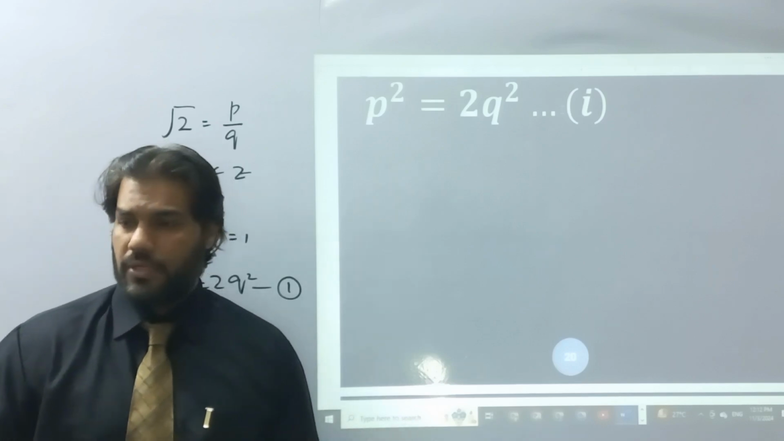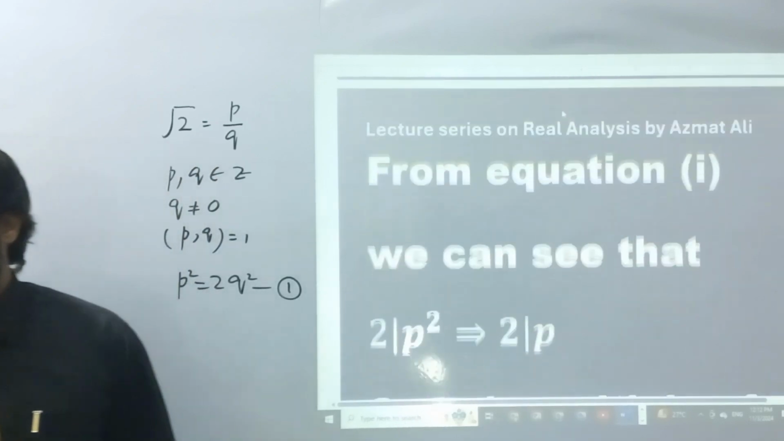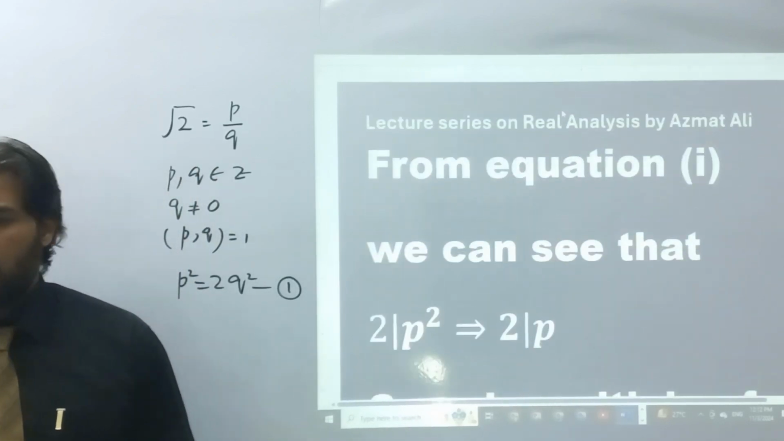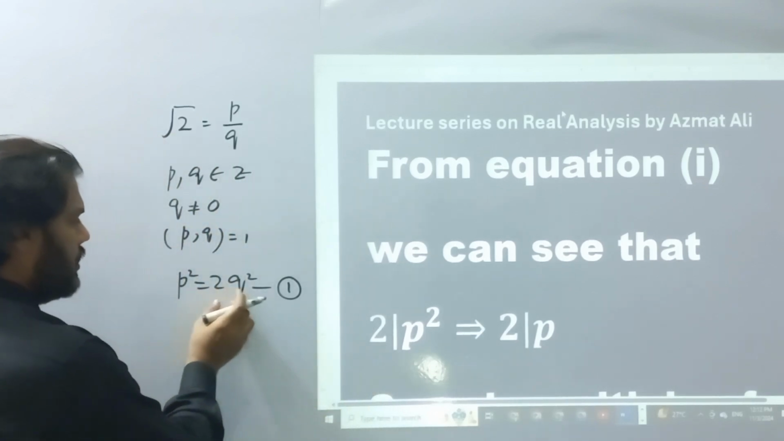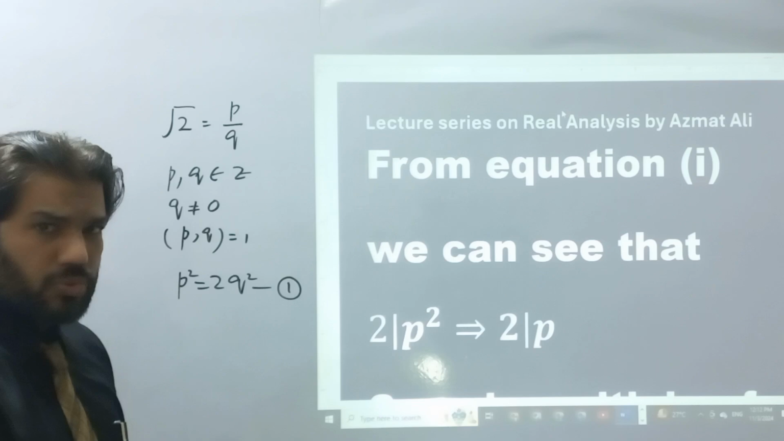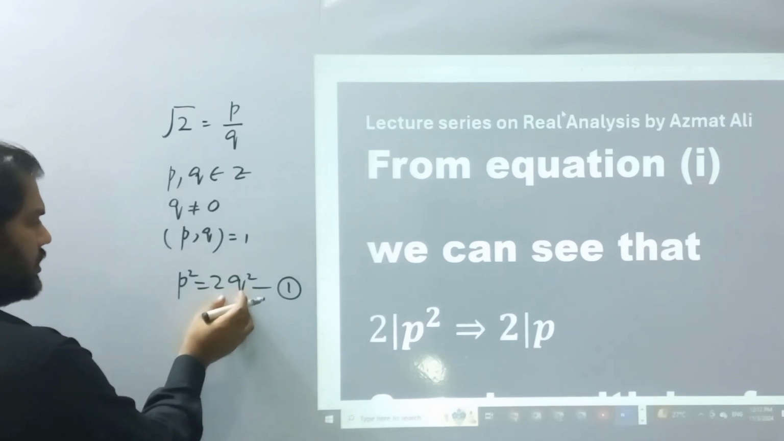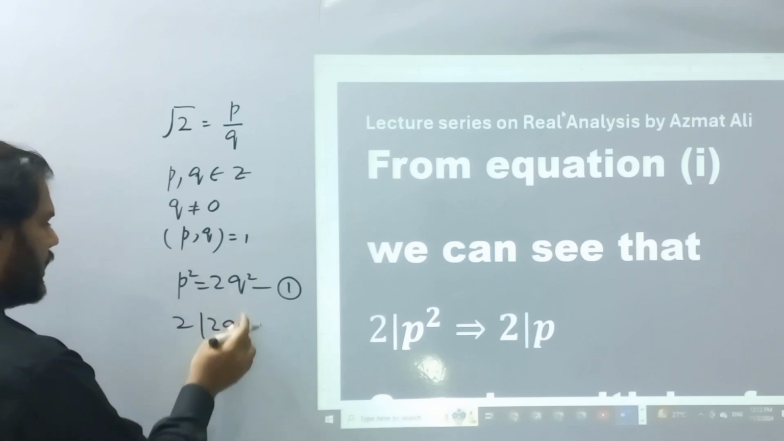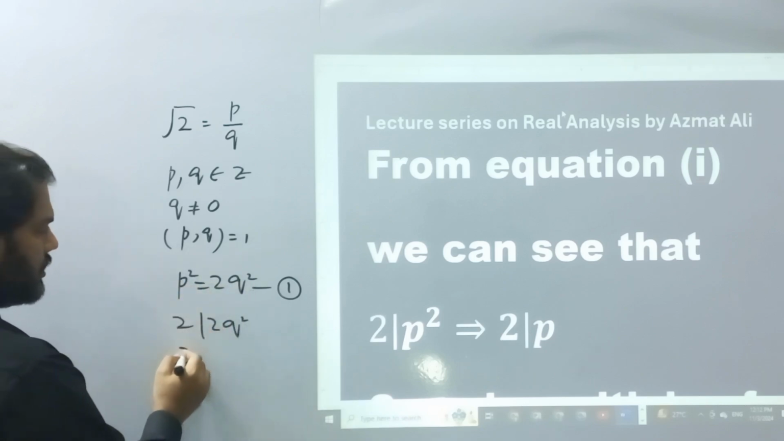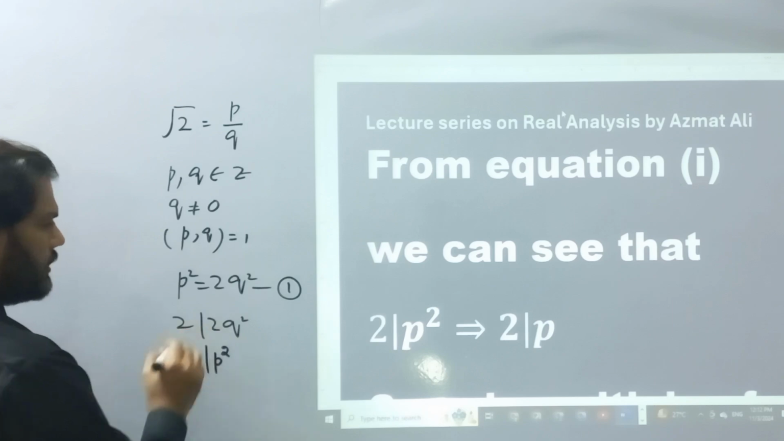Now, from equation number 1, we can see that the right side, that is 2q square, is a multiple of 2, so 2 will divide 2q square. As 2q square is equal to p square, this means 2 divides p square.